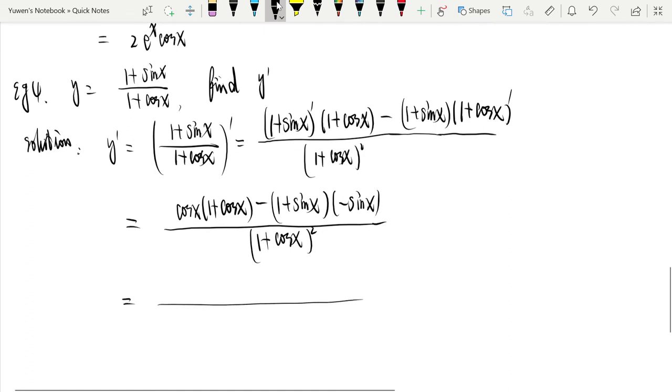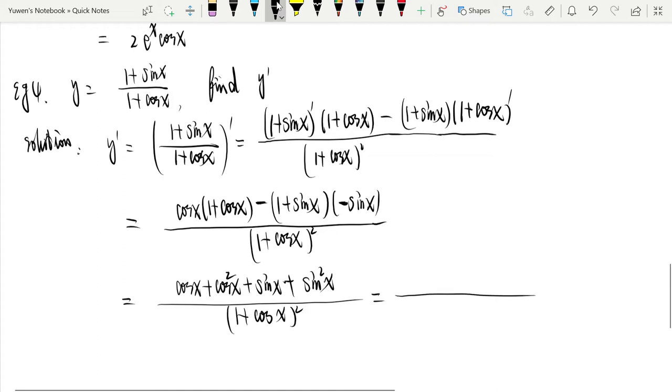So that equals cosine x plus cosine x. There's a minus negative, so that is plus sine x squared plus sine x squared, over 1 plus cosine x squared. Cosine x squared plus sine x squared is 1, so that's 1 plus sine x plus cosine x, over 1 plus cosine x squared. That's the quotient rule.